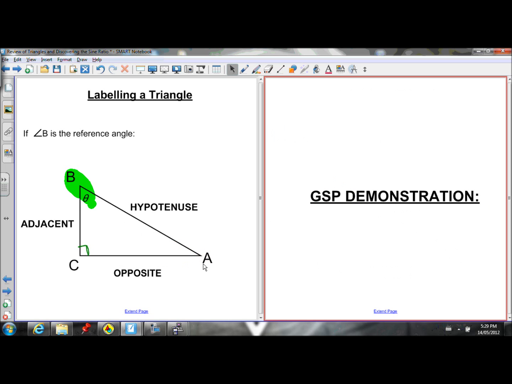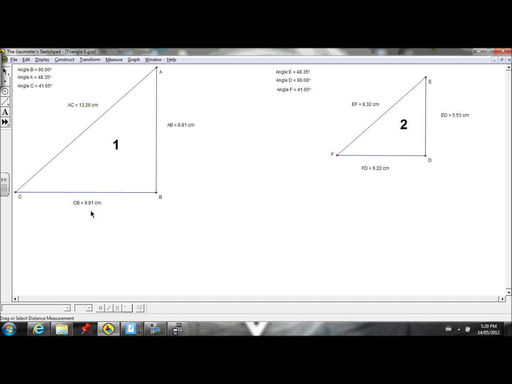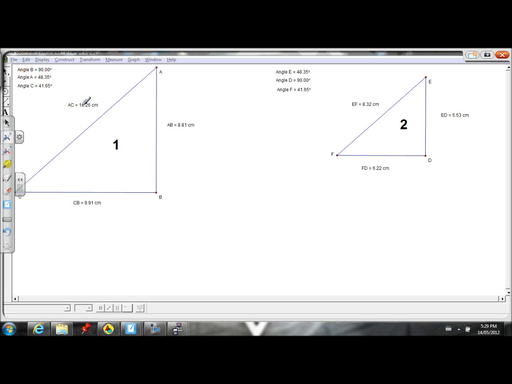Good. So I'm just going to show you a quick demonstration using GSP about some similar triangles and how we're going to discover these trig ratios. What I've made here are two similar triangles. I'll label the angles here. For triangle ABC, angle B is our 90-degree angle. Angle A, I've set as 48.35, and angle C is 41.65.